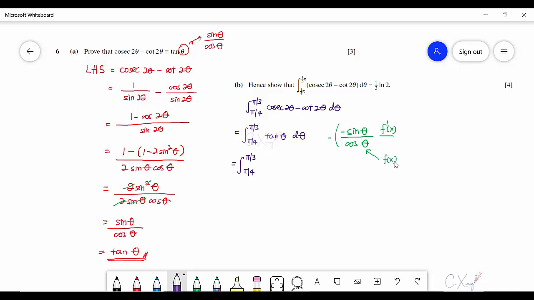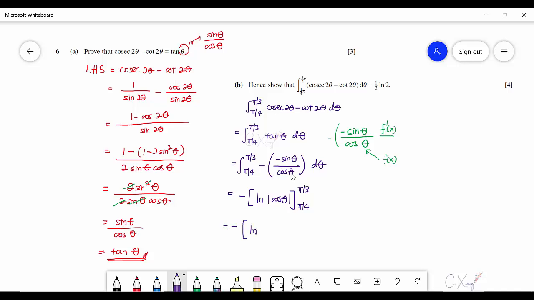So I'm having negative, and then negative sine theta divided by cos theta, because I know that this bracket itself will be the f prime x over f x pattern, and it will be easier for me to do the integration later. The negative in front, I just keep it. Integrate this bracket, you will get ln cos theta, with limits pi over 3 and pi over 4.